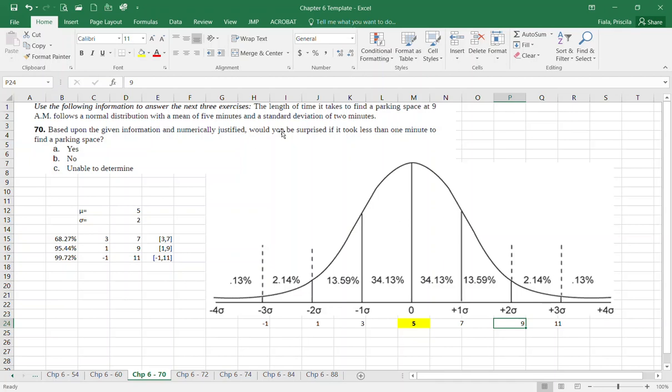But the question is, would you be surprised if it took less than 1 minute? Oh, yes, I sure would, because I'm expecting most of my minutes to be in this area right here, between 3 and 7.